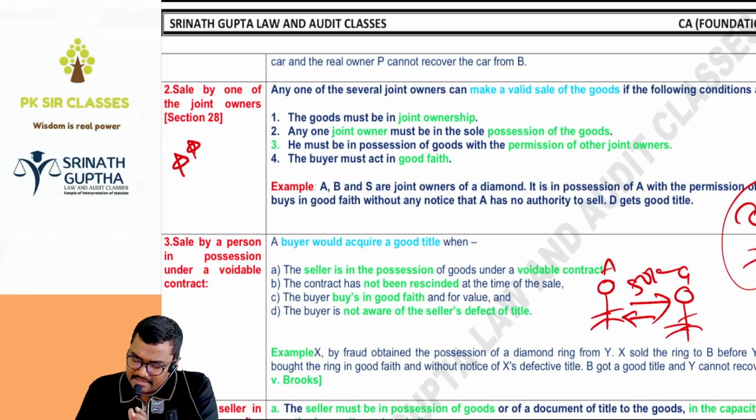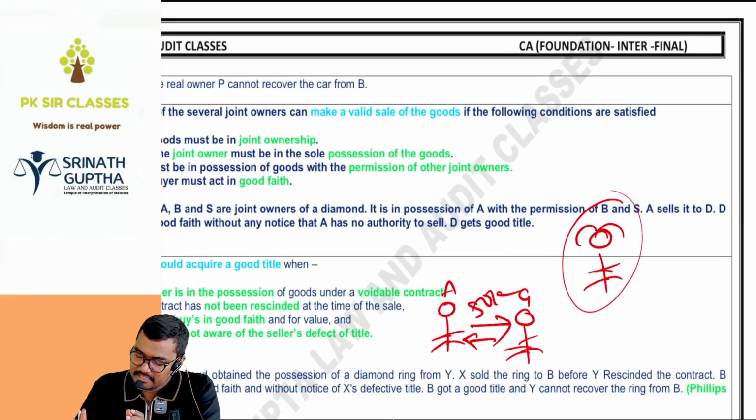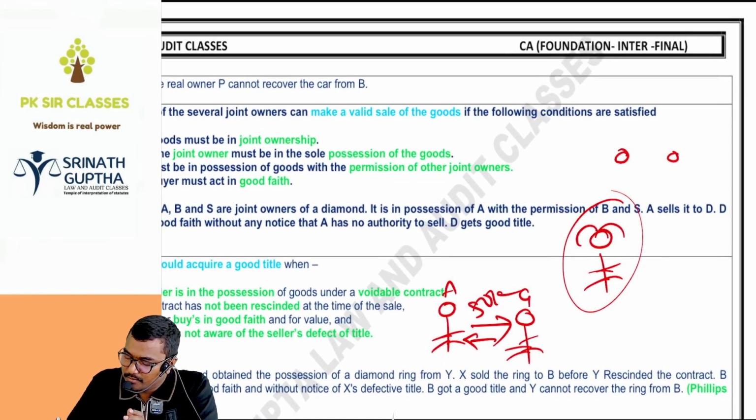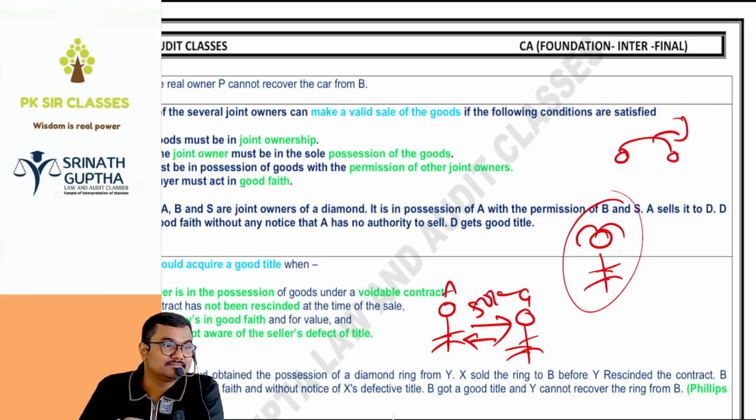As it is, sale by joint owners. Sale by joint owners we discussed yesterday. One example: Pulendra and his friend Santosh.